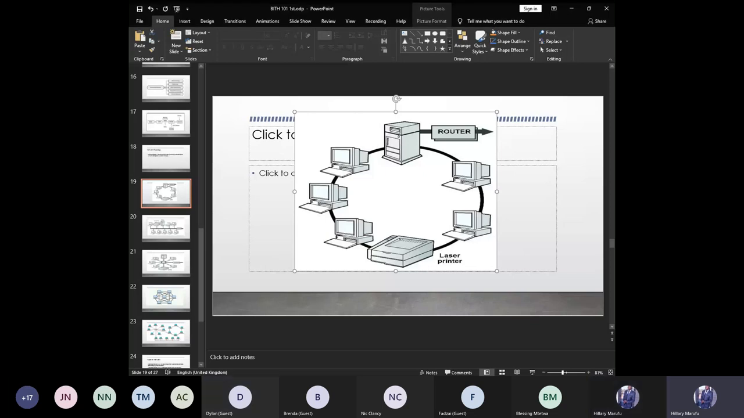Imagine if one computer in the node wants to talk to a laser printer, wants to print. It's quite easy, and it's a case of just connecting to it. But it's moving through one or two computers just to get to that printer. And what happens if two or three computers want to access that laser printer at the same time?